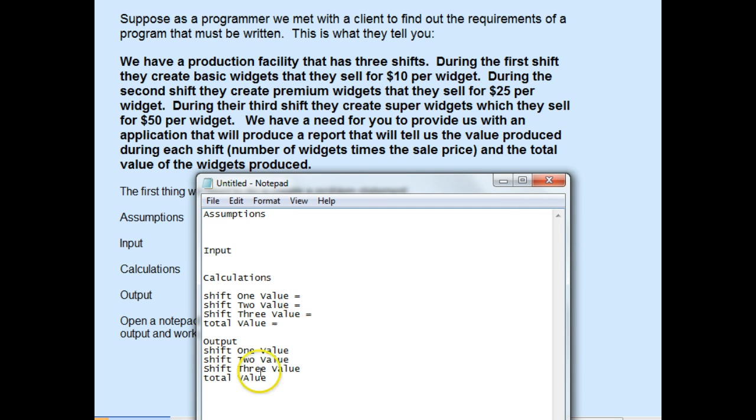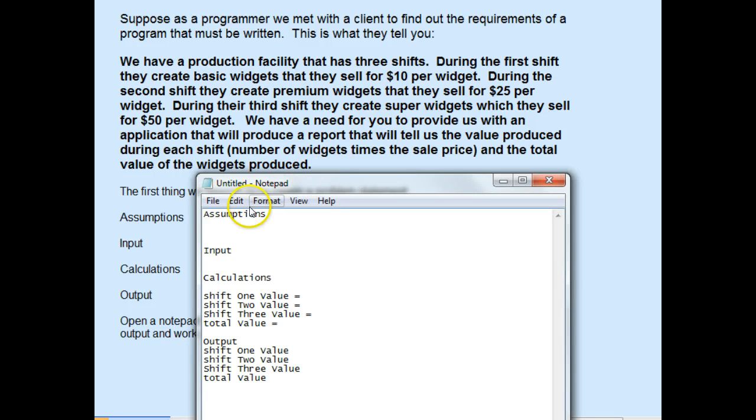Now before we start doing any math down here, I don't like that there, that should be a small a. There we go. What I recommend you do is something I call low-hanging fruit. Anytime you see numbers in our problem, those are what we call constants, and the $10 per widget for the first shift is not going to change anytime soon. Every time they run the program it's always going to be 10.